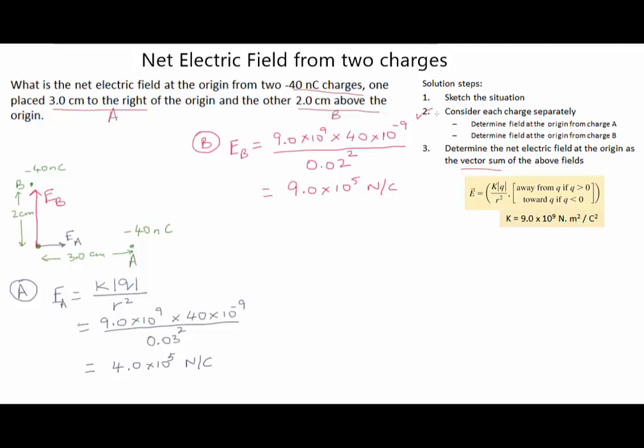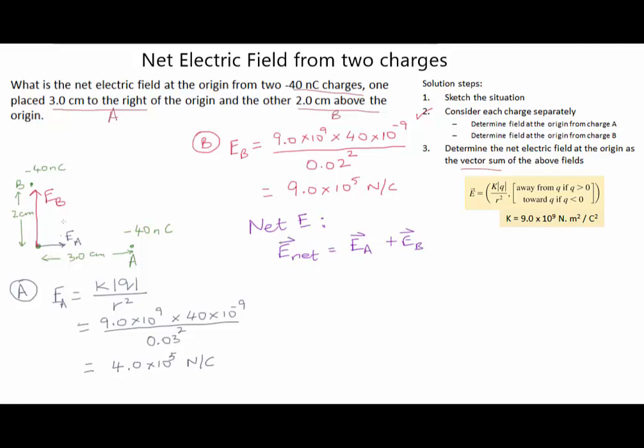So that completes step 2. I've got the electric field magnitude and direction from charge A, electric field magnitude and direction from charge B. The last step was to figure out the net electric field at the origin, which would simply be the vector sum of EA and EB. So for the net electric field, I have E net at the origin is simply EA plus EB, not just adding the numbers, but reminding ourselves that these are all vectors.